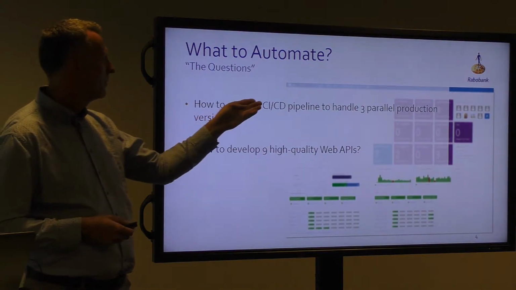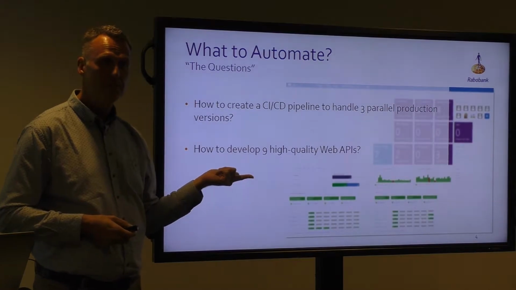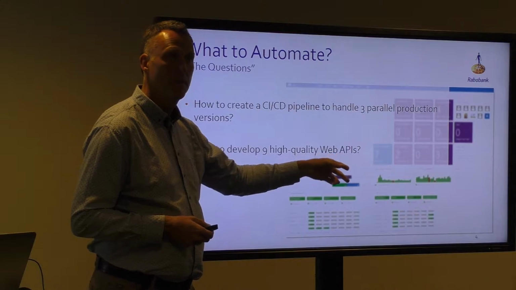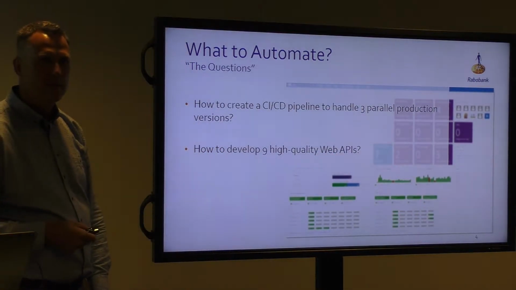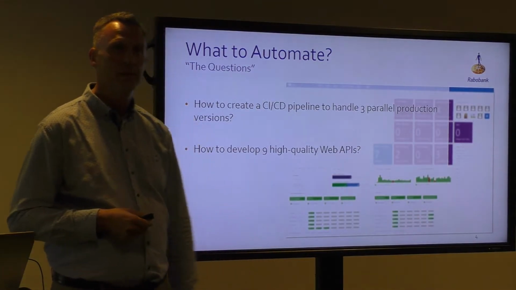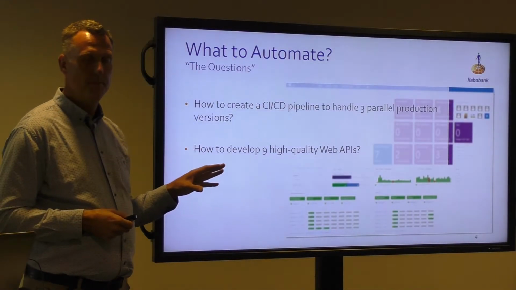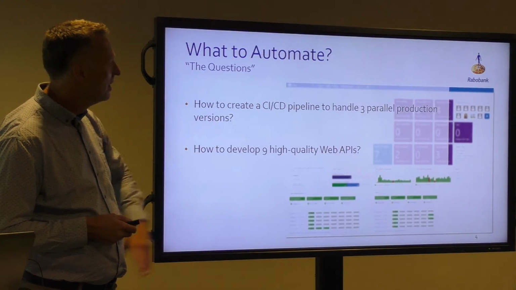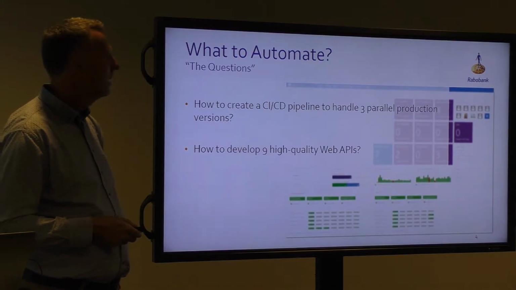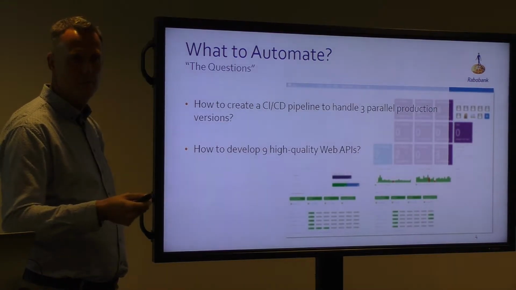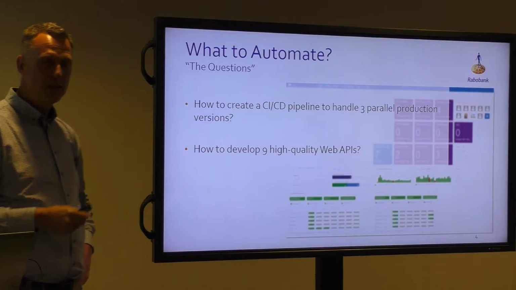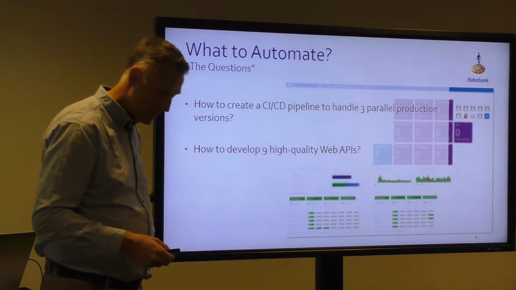How can we handle 3 parallel production versions and 9 high-quality web APIs? So in total 27 versions are in production. It's an on-prem installation. So that was the question. They were already ahead. They had done several things before we came in, especially on the build, but not on the release. So we have added the release pipeline as well.